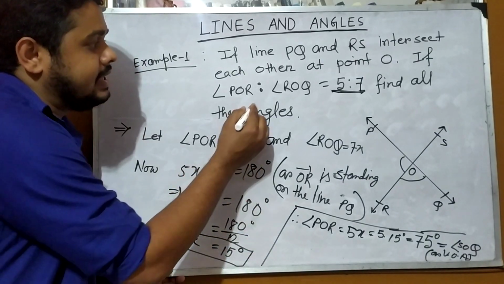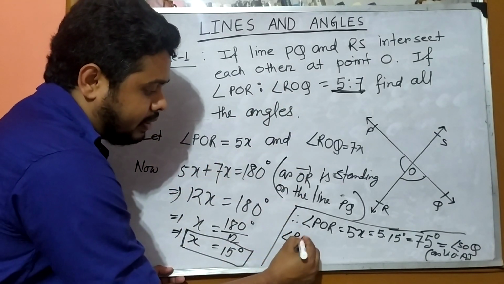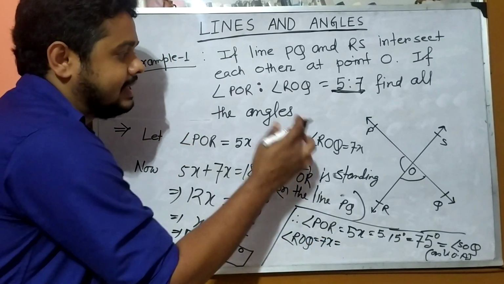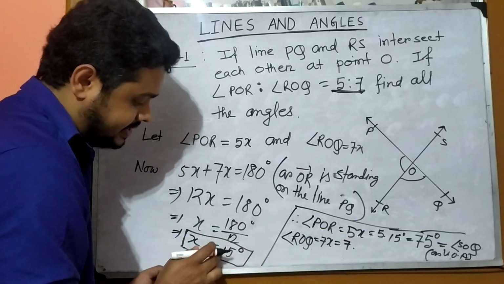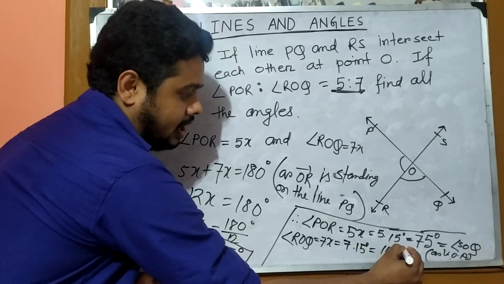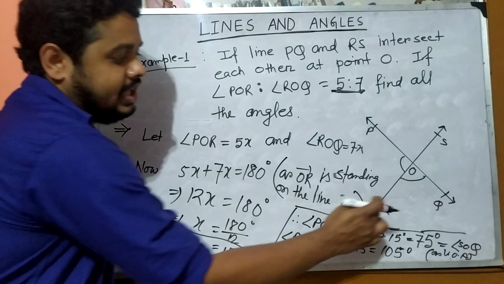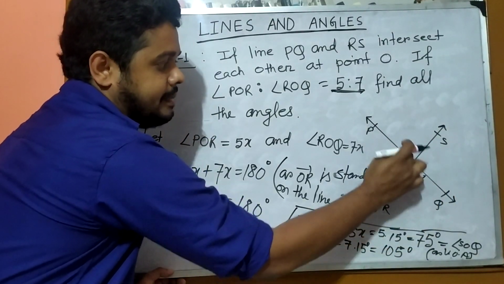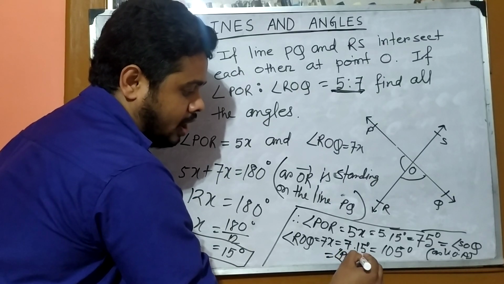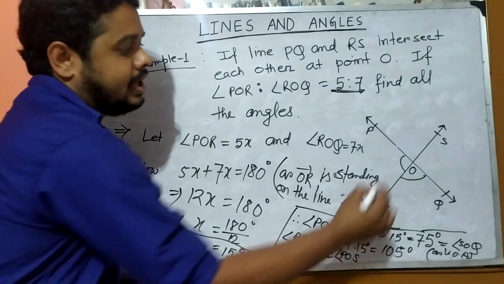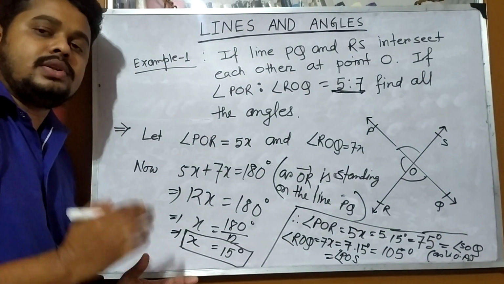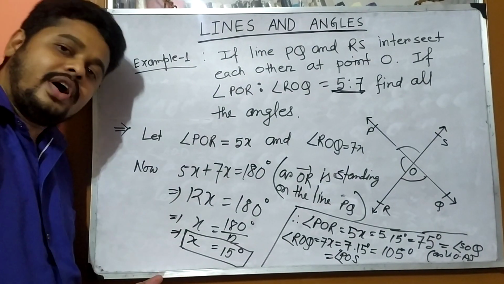And similarly, angle ROQ, we know, is 7x. Clear? And the value of x is 15 degrees, so 7 times 15 is 105 degrees. If ROQ is 105 degrees, then that is also equal to angle POS, because these two are also vertically opposite. Okay, today up to that, and wait for the next video.